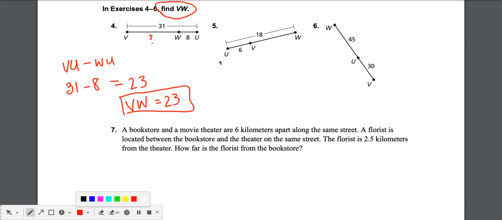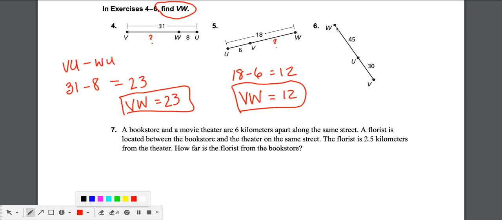And same thing right here on number 5. If I'm finding VW, that's this piece right here. Then all I would do is I would take 18 minus 6. 18 minus 6 is 12. And so how I would label my final answers, I would say VW from V to W. Don't include the line segment notation, because this implies a measurement from V to W is 12 units. That'd be my answer there.